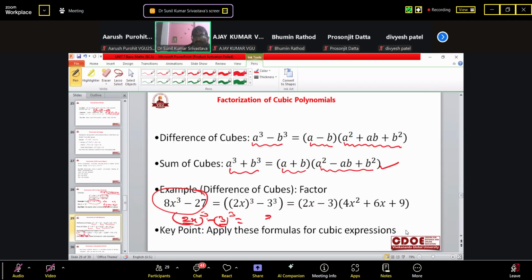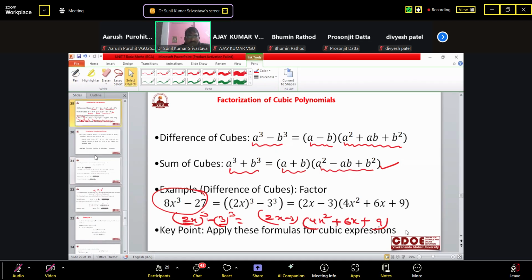A minus b, that is 2x minus 3, and a square, 2x square, that is 4x square, plus ab, so plus 2 into 3, 6x, and plus 9. This is the expression. In this way, we can conclude the expressions to find the solutions regarding the given context.